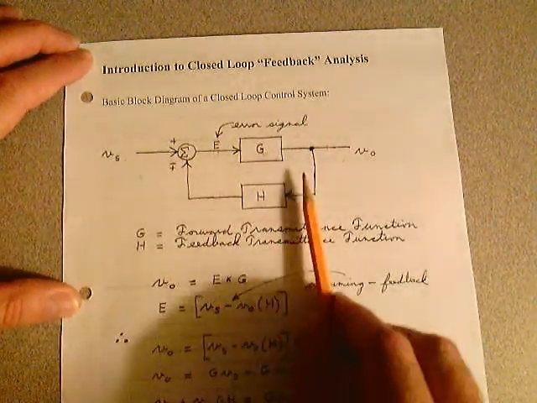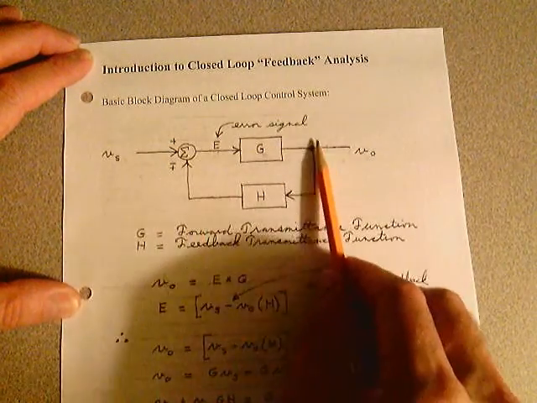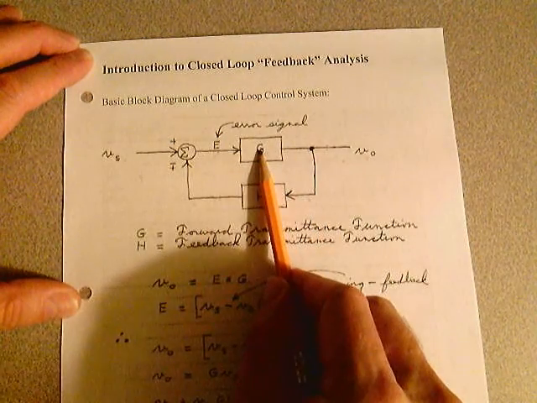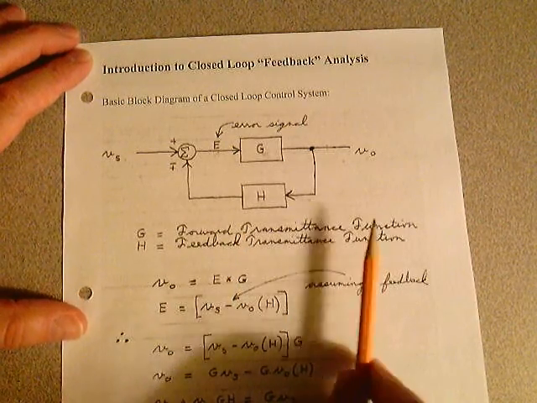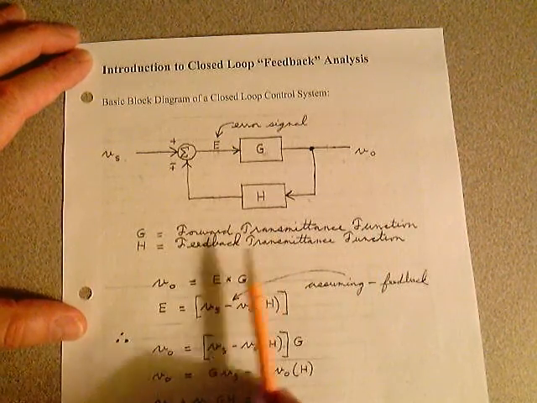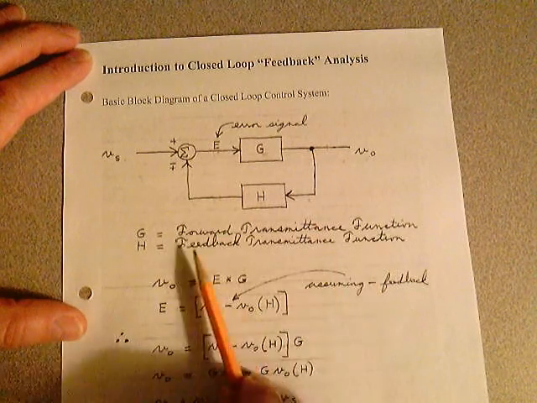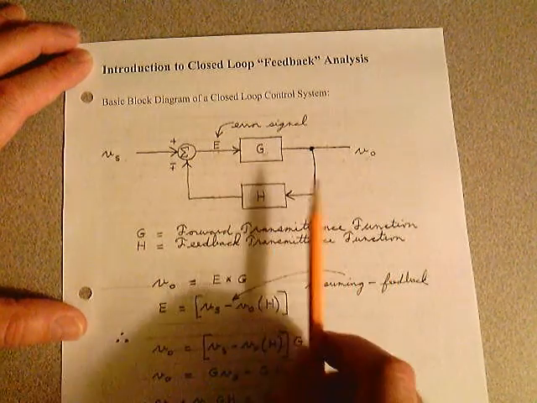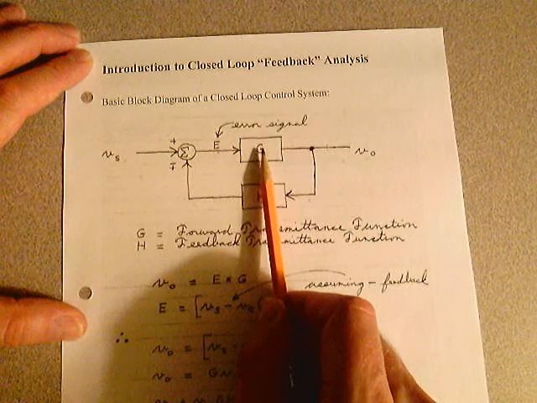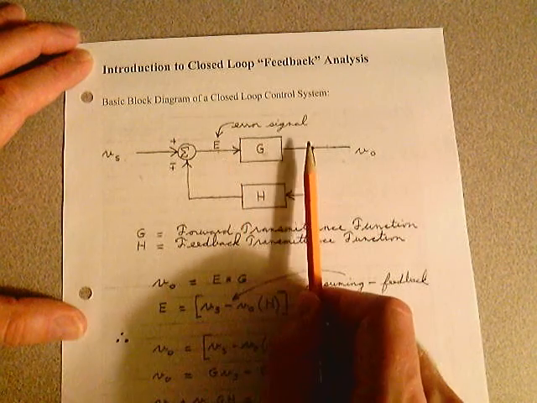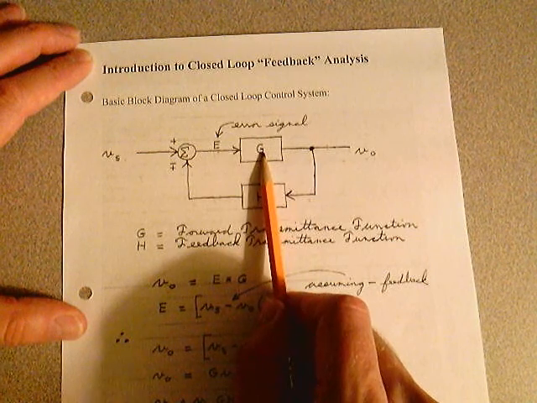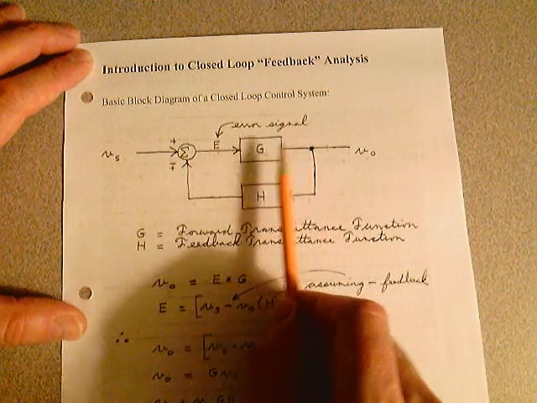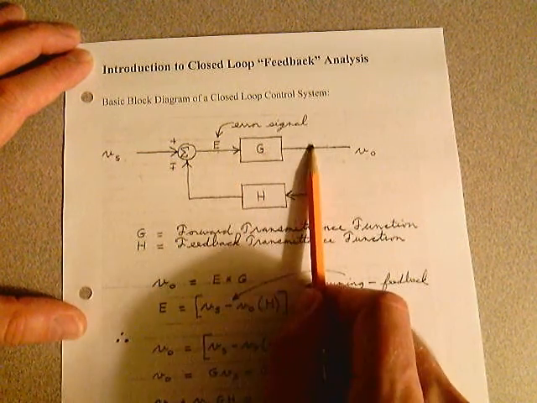So let's take a look at some terminology here. This G they refer to as a forward transmittance function, and this H they refer to as a feedback transmittance function. Forget about the terminology for now. This G is just a simple multiplier from this point to this point. If you have 1 volt coming in and this is a gain of 10, you get 10 volts out. So G is just a multiplier in this direction. It's a gain.